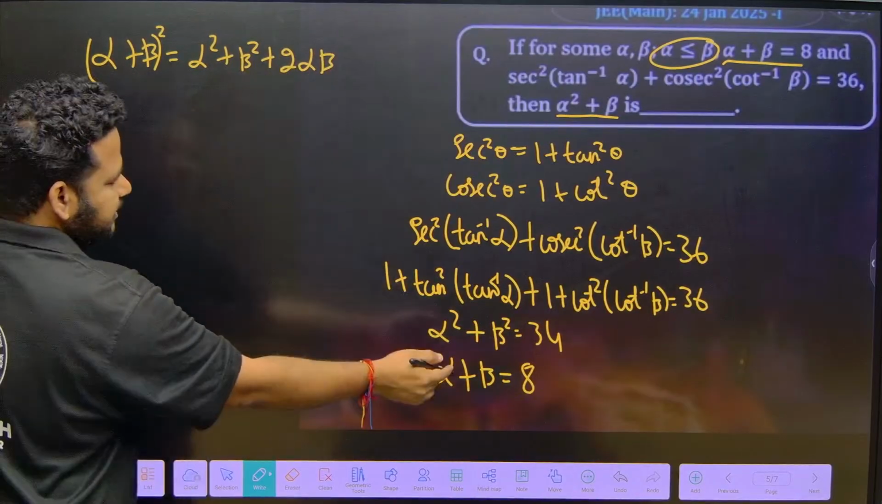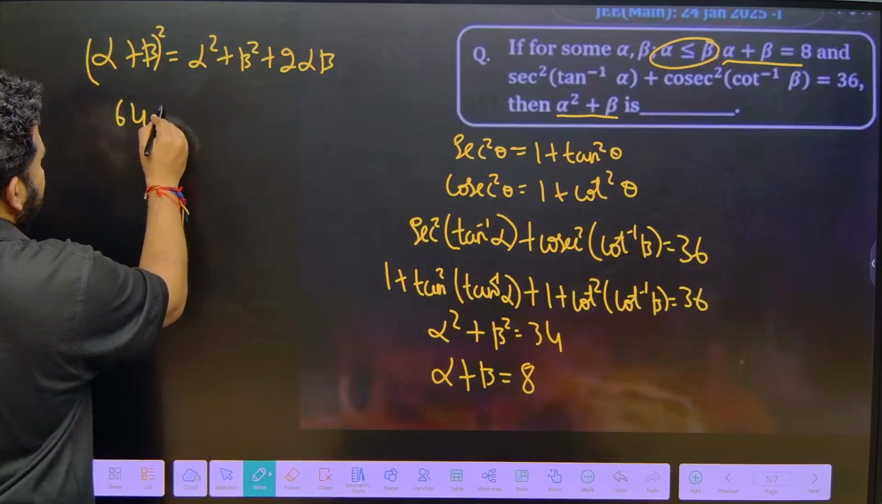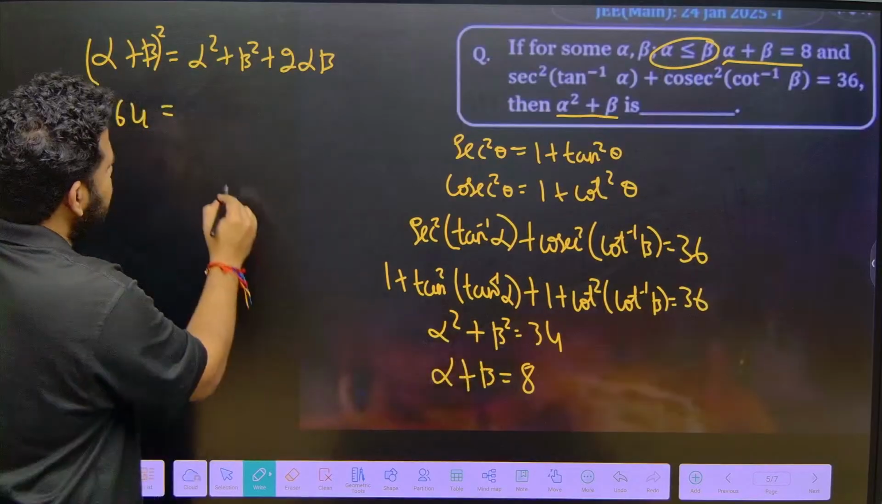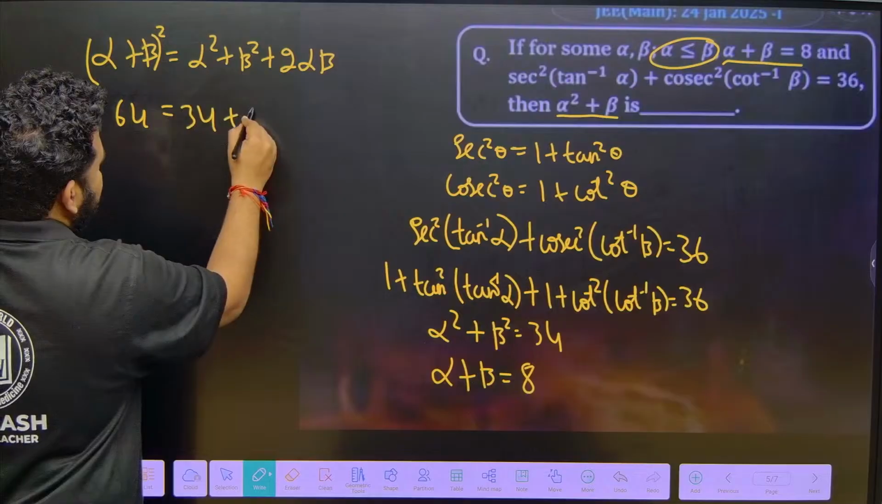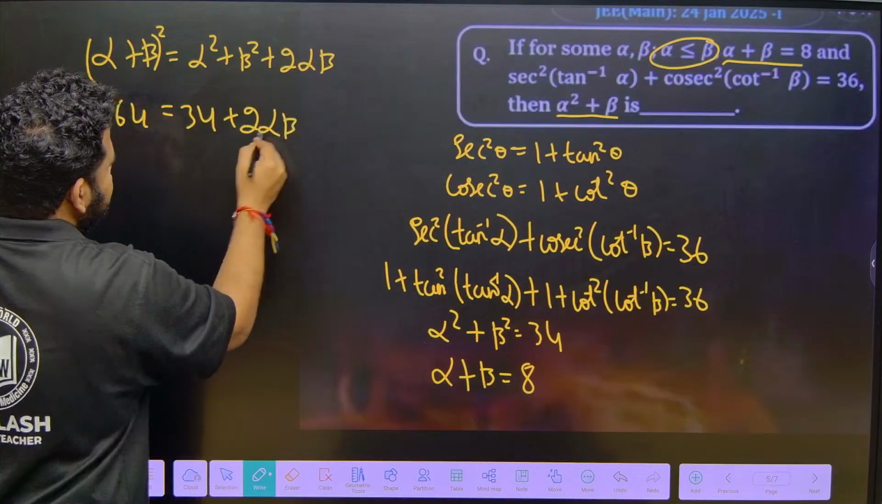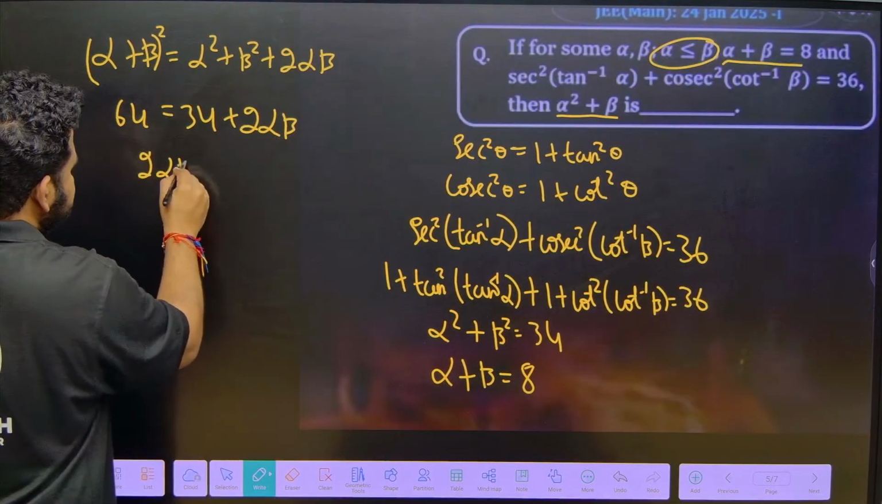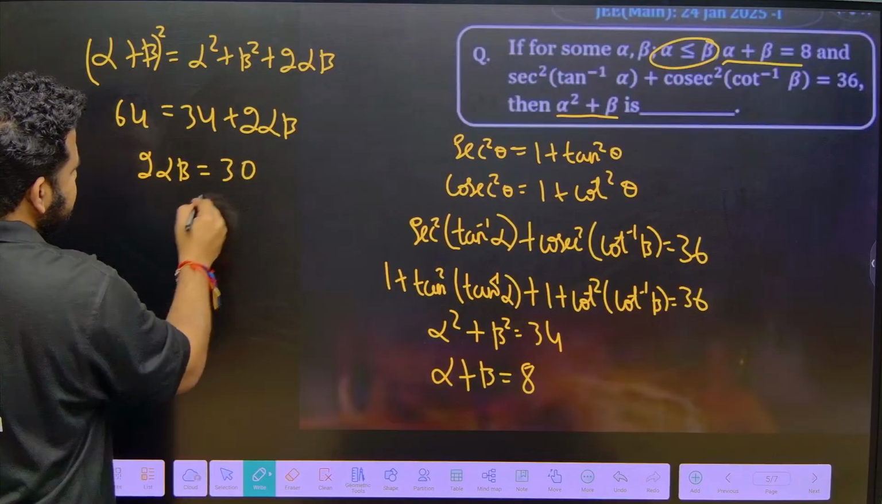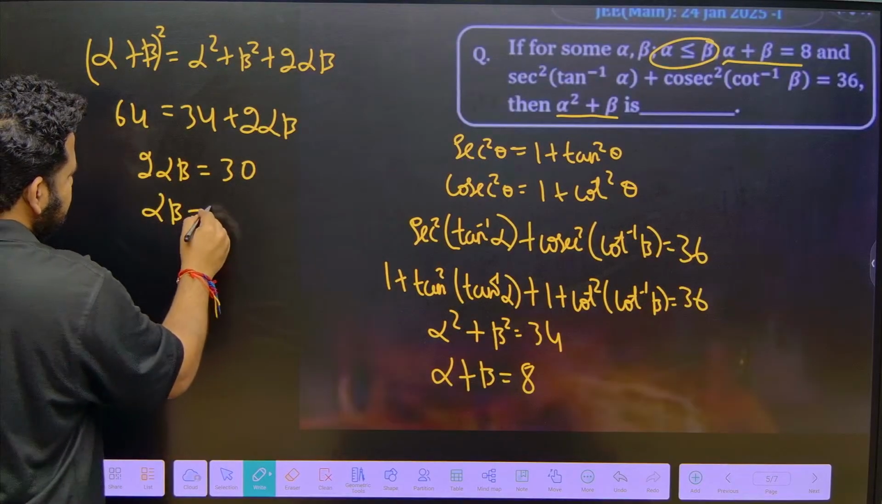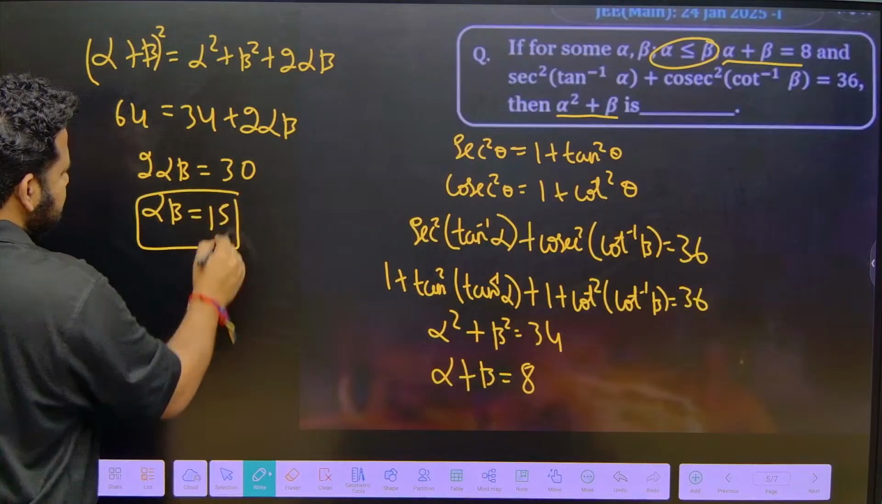Alpha plus beta is what? 8. 8 square is 64. Alpha square plus beta square is what? 34 plus 2 alpha beta. This means 2 alpha beta is 64 minus 34, which is 30. That gives us alpha beta is equal to 15.